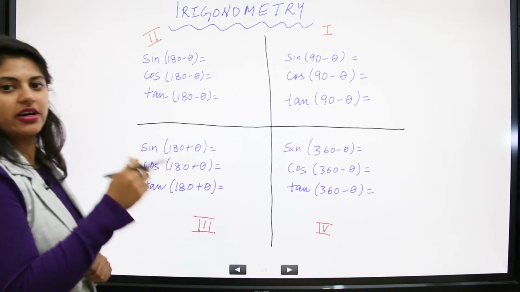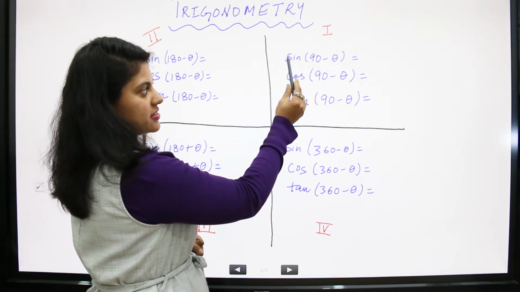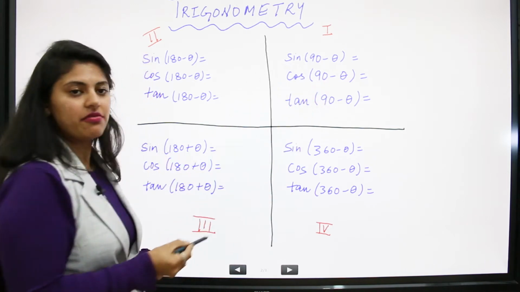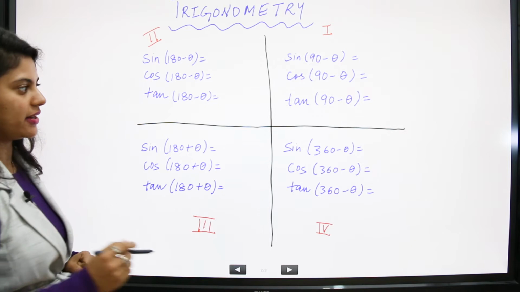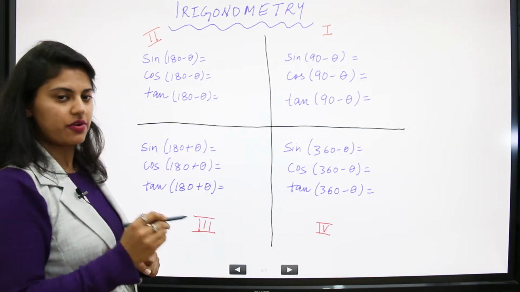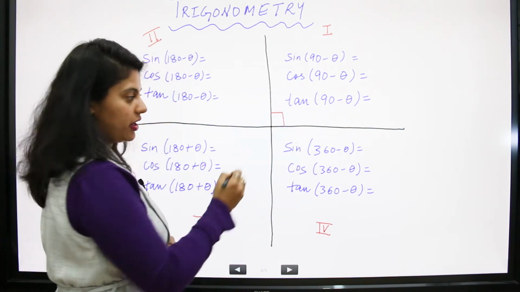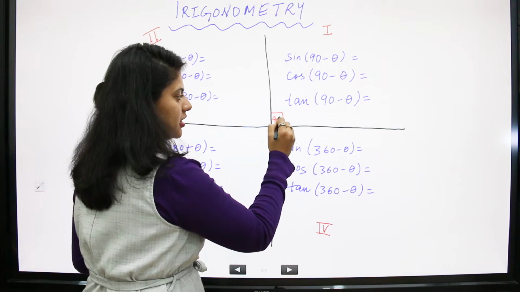One basic rule to learn how these values are there. You are supposed to first write sine 90 minus theta. Why have I written 90 minus theta? There is a logic behind that. As I have said, these are the four different quadrants. In the four different quadrants, this angle is 90 degree. So you can write this as 90 degree.